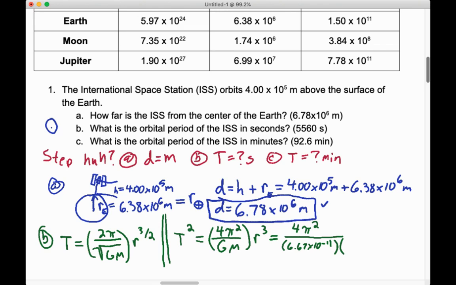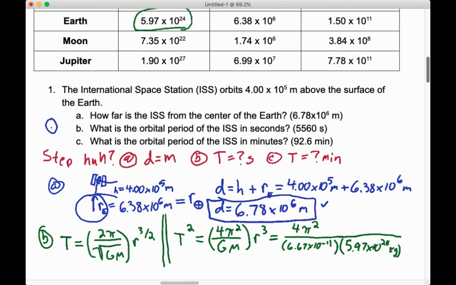Times the mass of what? Is it the mass of the ISS? No, we don't even know that. It's the mass of the Earth, which is this number right here. 5.97 times 10 to the 24th kilograms. And then the last thing we have to deal with is that r cubed.